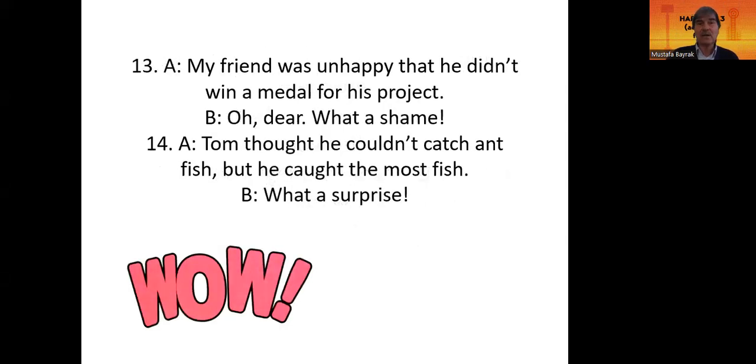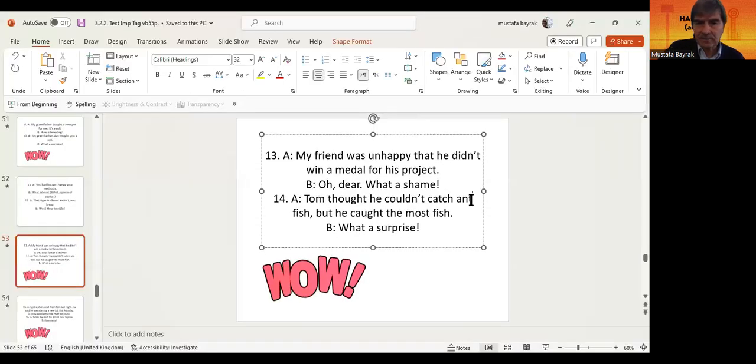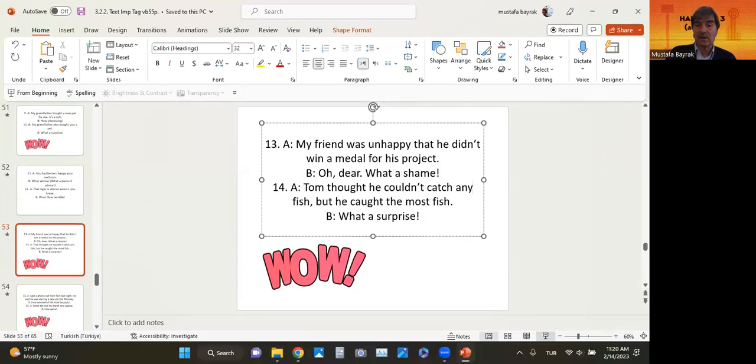13. My friend was unhappy that he didn't win a medal for his project. Oh dear. What a shame. 14. Tom thought he couldn't catch any fish, but he caught the most fish. What a surprise! Wow, what a surprise!